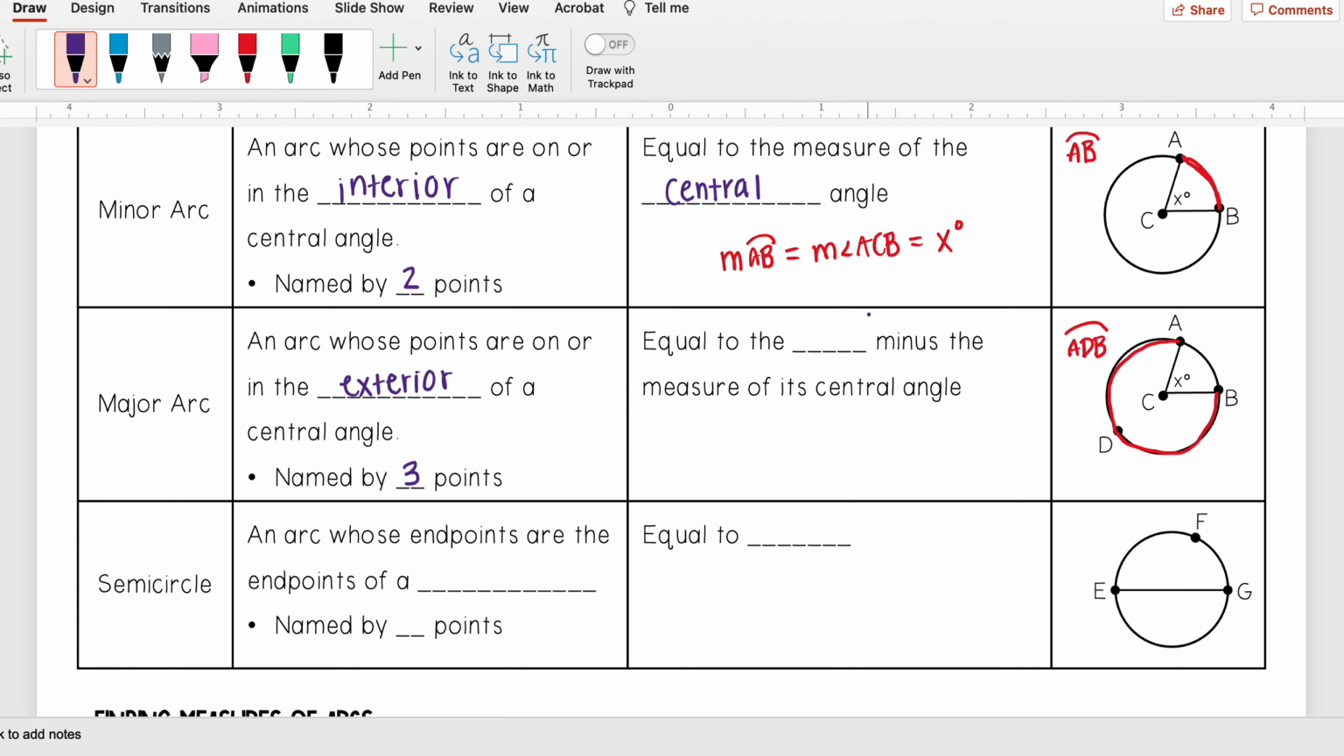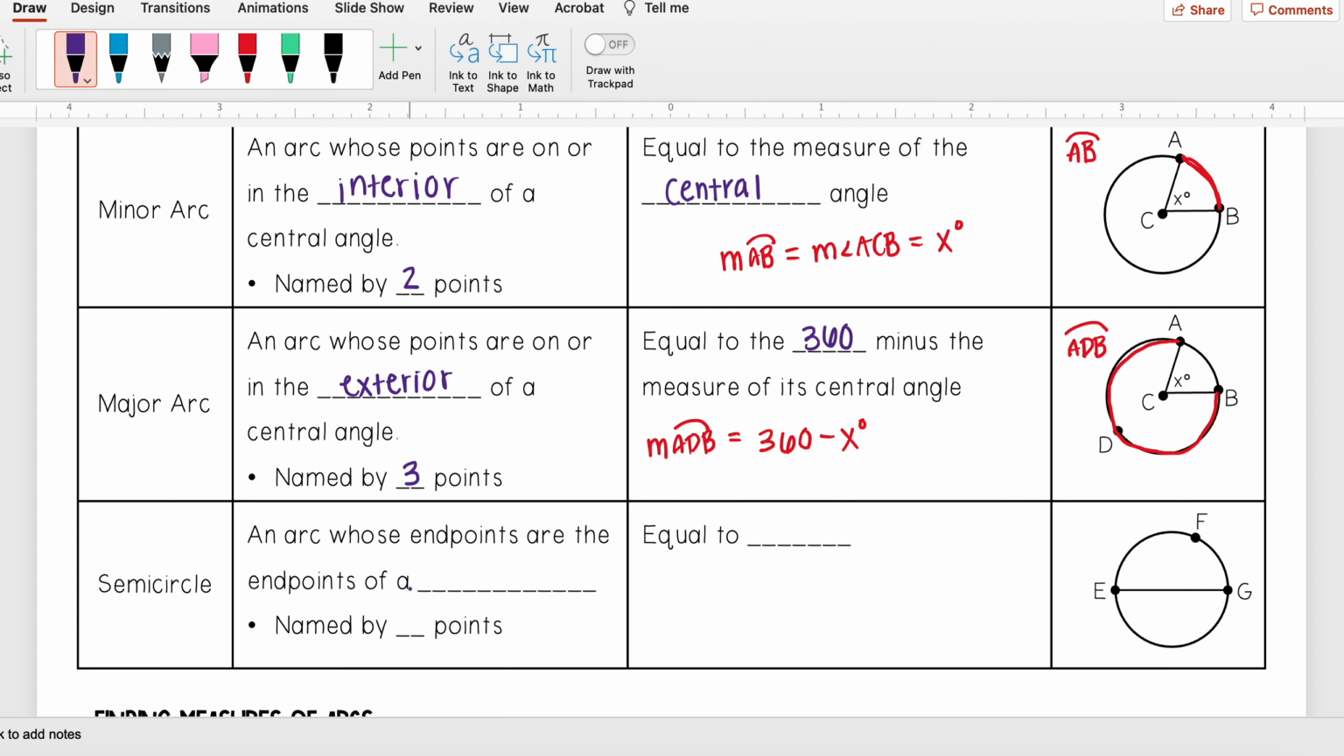And so we can also find the measure of a major arc, and the major arc is equal to 360 minus the measure of its central angle. And so it's always going to be 360 because there is 360 degrees in a circle. You can kind of think of it as if you are into skateboarding, you might do a 360 flip. You go into complete circle. And so here we'd see that the measure of ADB would equal 360 minus x degrees.